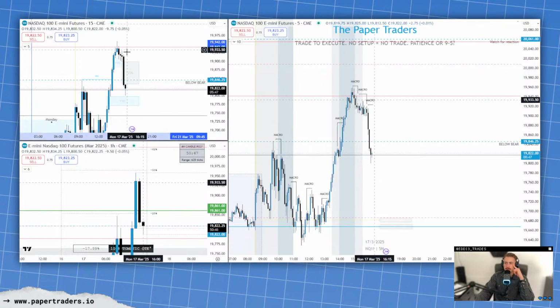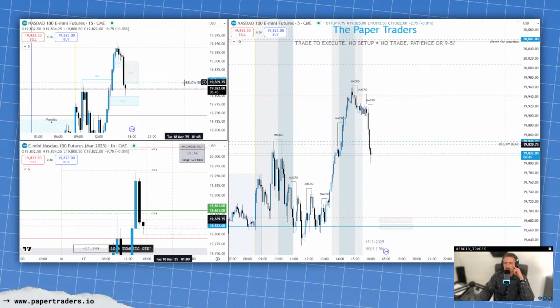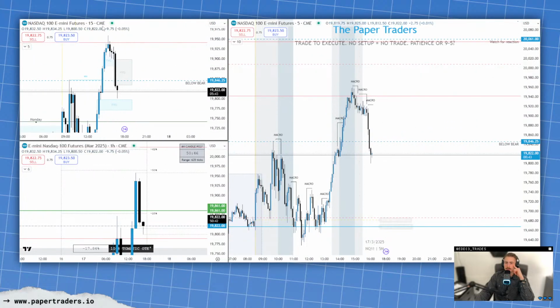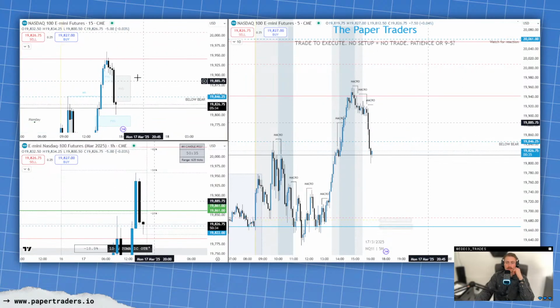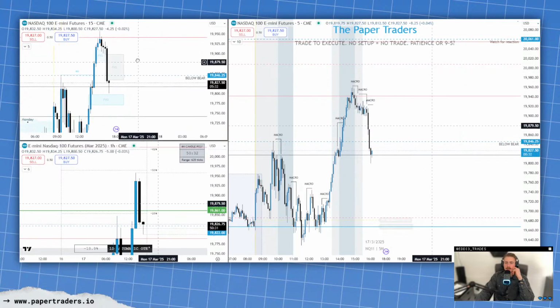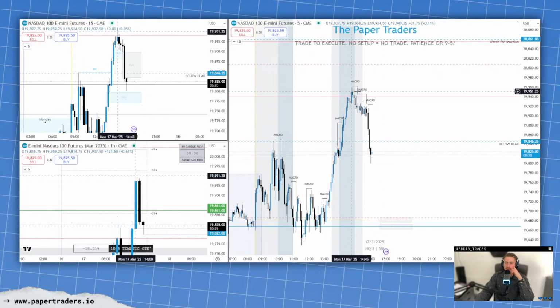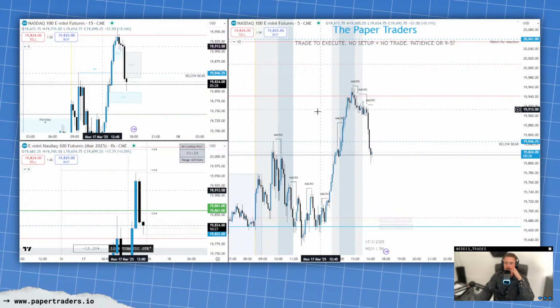Over here on the 15-minute, we can see how we swept this level, but we had no body close above that level. On the 5-minute, you can see we had no displacement through this level either, right? Nor on the 50-minute. You would want to see a 50-minute body close above this in order for you to continue up. But we had no displacement on the 5 or the 15-minute.